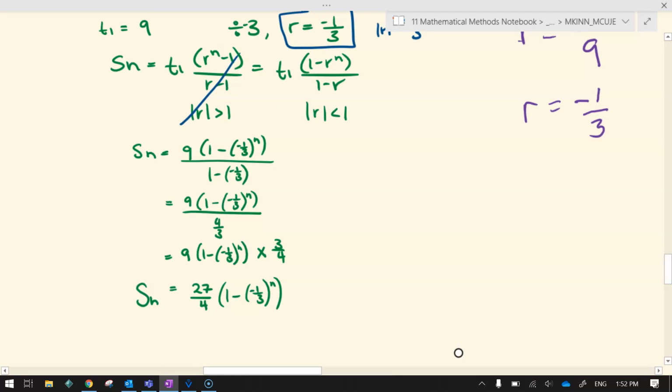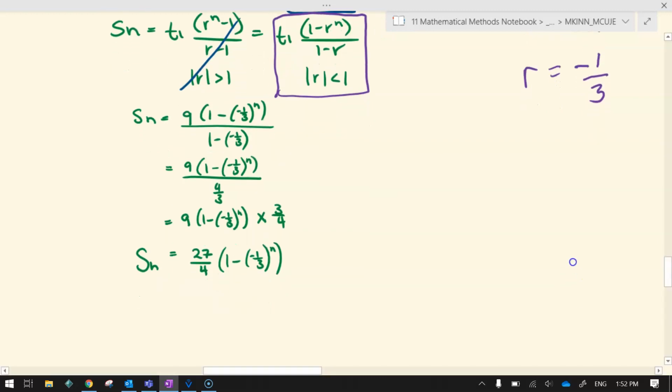My first term was 9. My ratio is -1/3. As Ms. Kinnear was reminding you, it's very important you have that -1/3 in brackets so you don't do an incorrect calculation. Once you've done that, which rule did we find easy to use? 1 minus r, hopefully. You could do it with the other one. They still work. But 1 minus r makes your life a little bit easier.